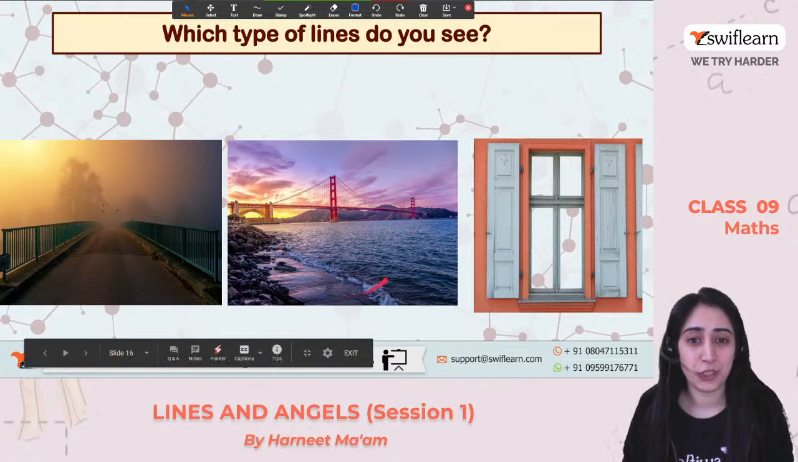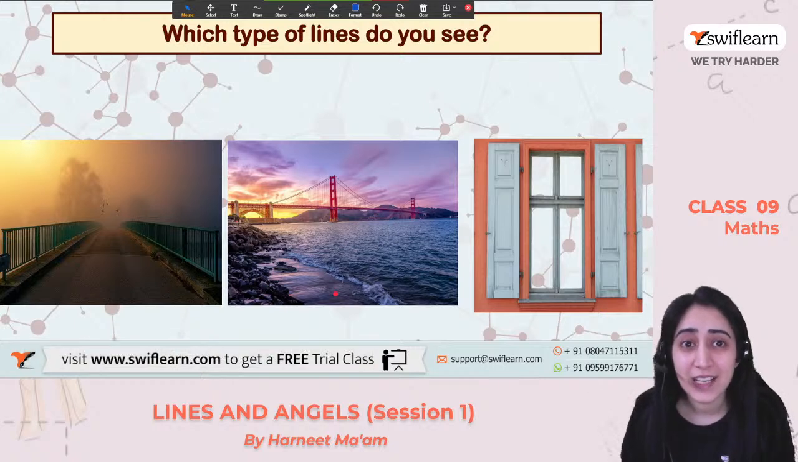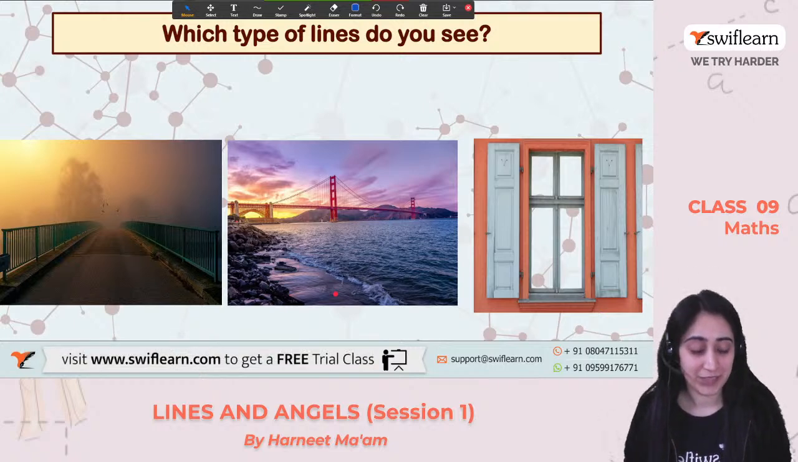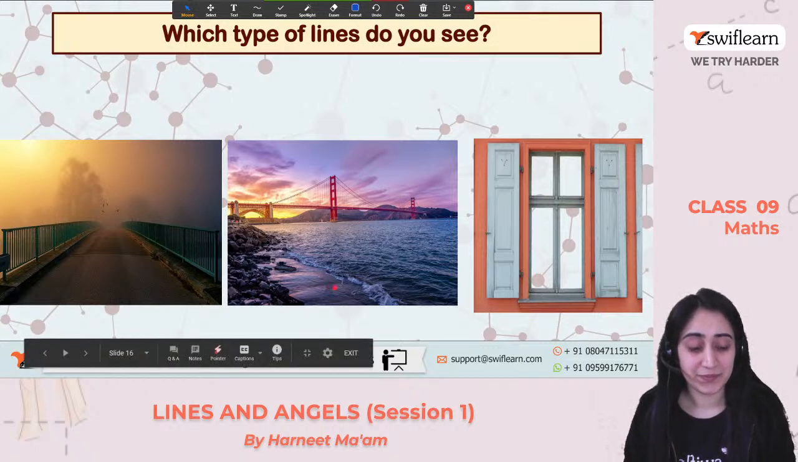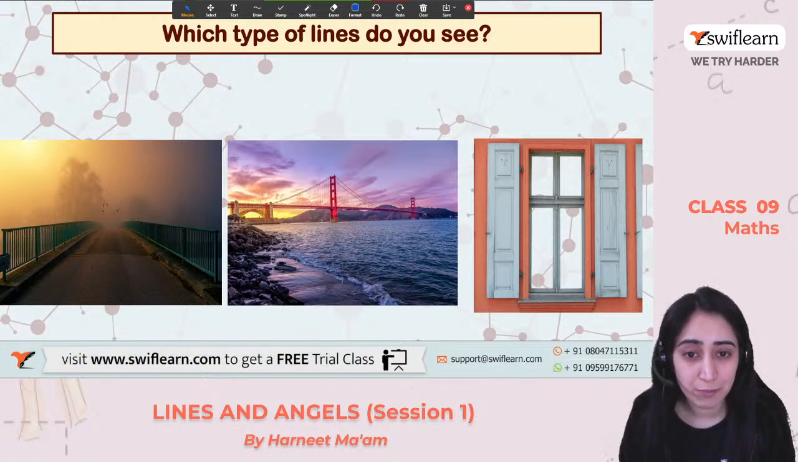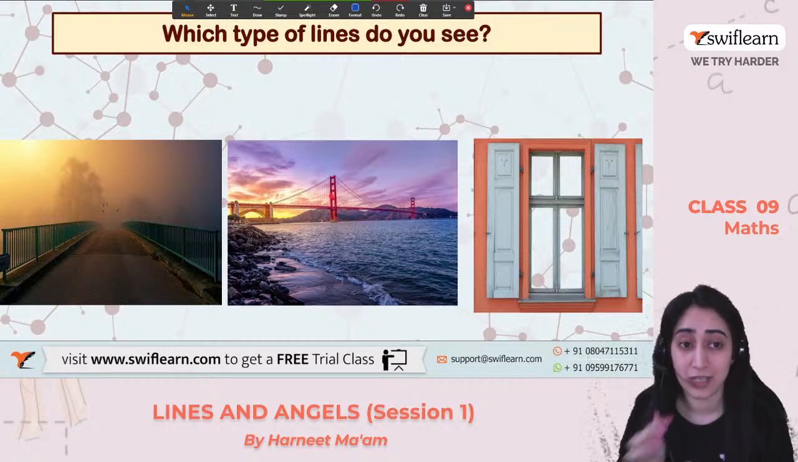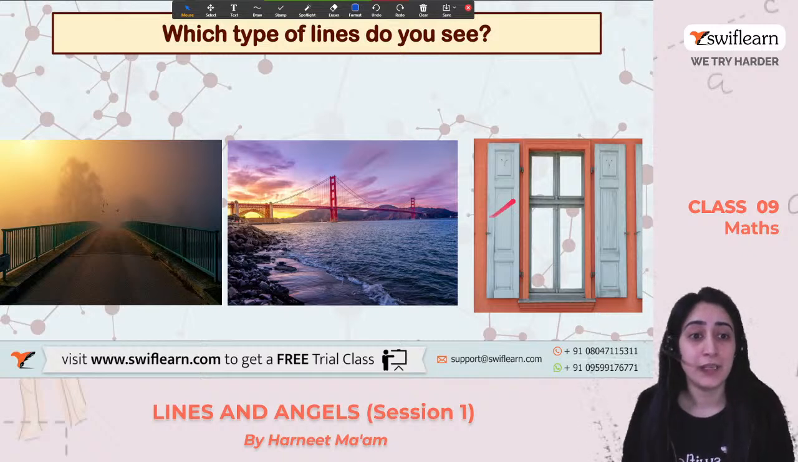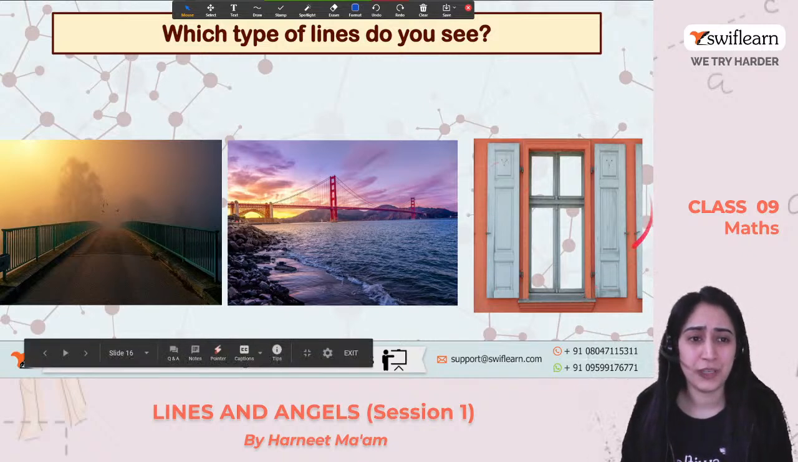How about this one? It is an example of which lines? Parallel lines, intersecting lines, perpendicular lines. Let's see. Who can guess this? Yes, this is a perpendicular line. See, this is perpendicular to this straight line, so what is forming here is a 90-degree angle. That's why it's a perpendicular line. Okay, how about this window? What happens in the window?